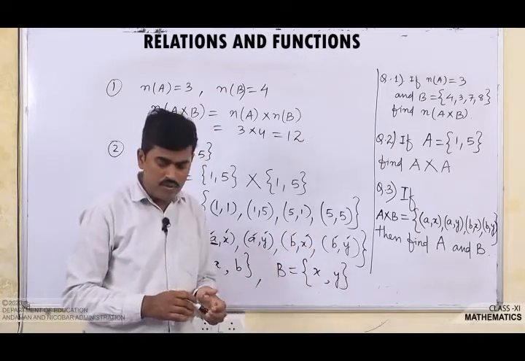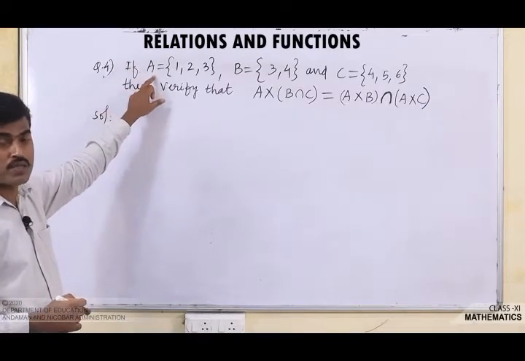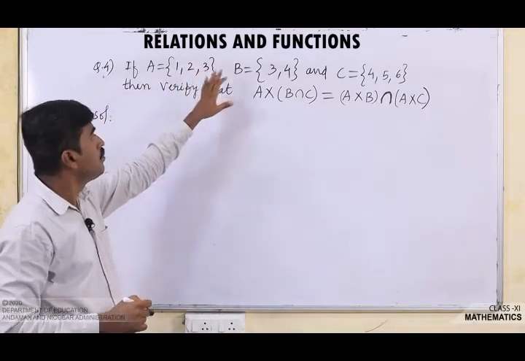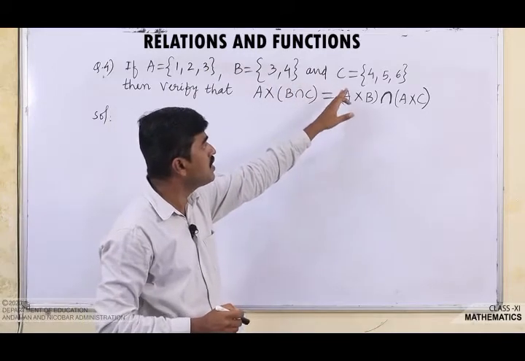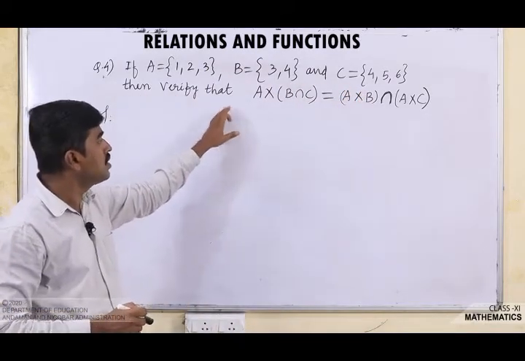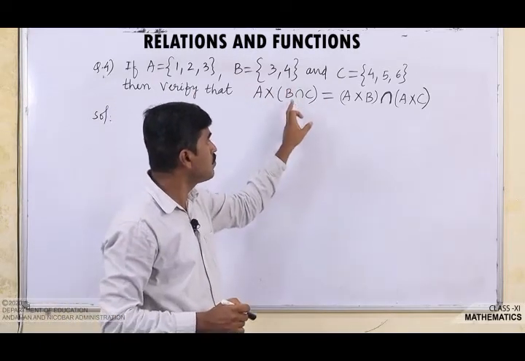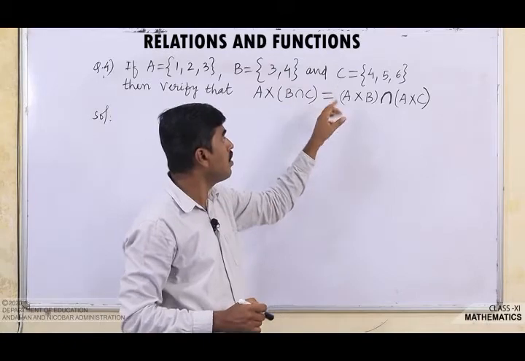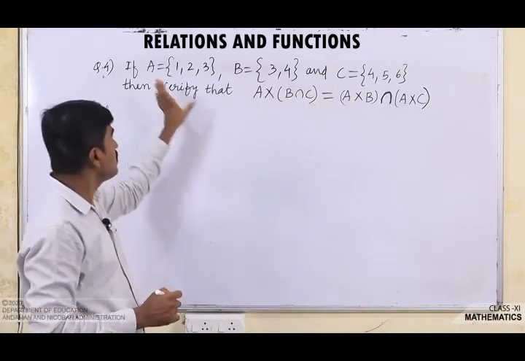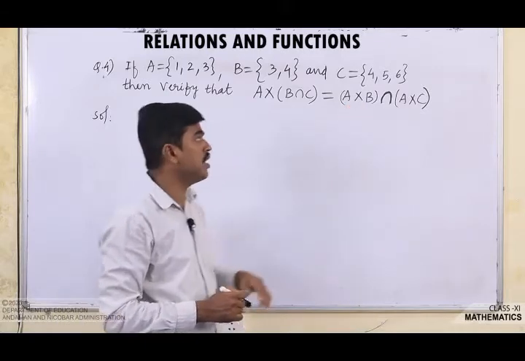Okay. Now let's move on to question number 4. So question number 4 is, if A = {1, 2, 3}, B = {3, 4} and C = {4, 5, 6}, then verify that A cross (B intersection C) is equal to (A cross B) intersection (A cross C). So what is given? 3 sets are given to us, and we just have to verify this relation.